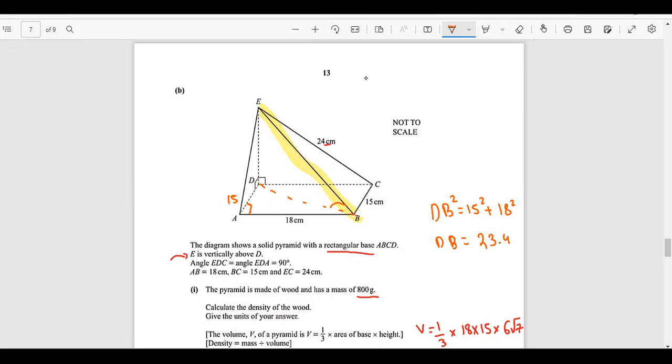Okay. Now this is 23.4. What else do we know? We were able to calculate the height in the previous part. That was h, and that turned out to be 6 under root 7. So this height is 6 under the root 7. I'm talking about this side. So you have this side and you have this part. So now what do we use?